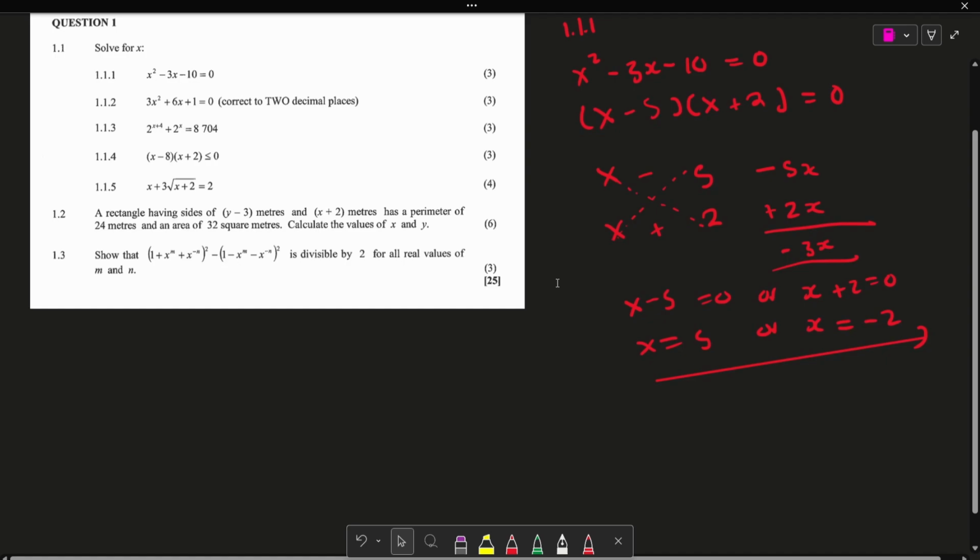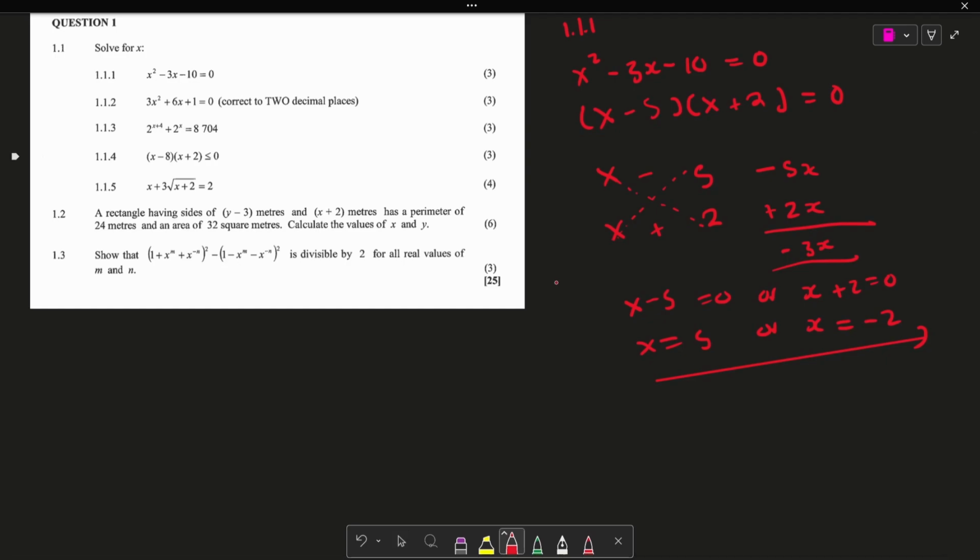Okay, let's look at the next question. It says solve 3x squared plus 6x plus 1 is equal to 0, correct to two decimal places. As soon as you see this statement, it implies that you're supposed to use your quadratic formula. So 1.1.2 is also easy and straightforward.